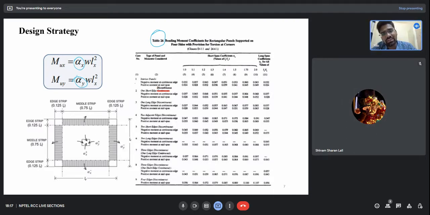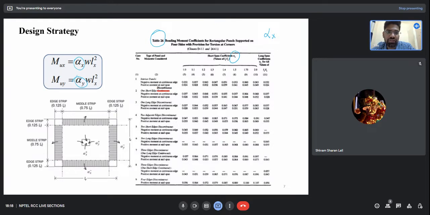Now I want you to remember 2 to 3 points about this table which will be very helpful. First of all, depending upon the continuity condition, I can get the moment coefficients alpha x and alpha y from this table. The short span coefficient is alpha x. So if the bending is along the shorter span like this, this will be my alpha x. Along the longer span, it will be alpha y. So I will have to find alpha x and alpha y.